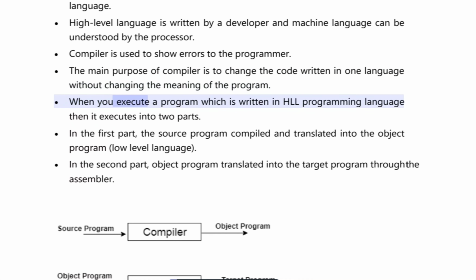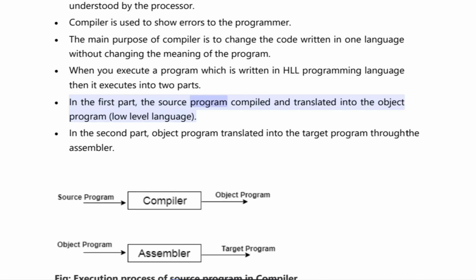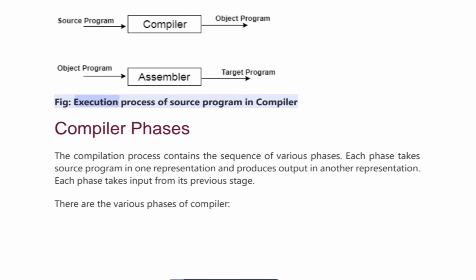When you execute a program which is written in HLL programming language, then it executes in two parts. In the first part, the source program is compiled and translated into the object program, low-level language. In the second part, the object program is translated into the target program through the assembler. Fig: execution process of source program in compiler.